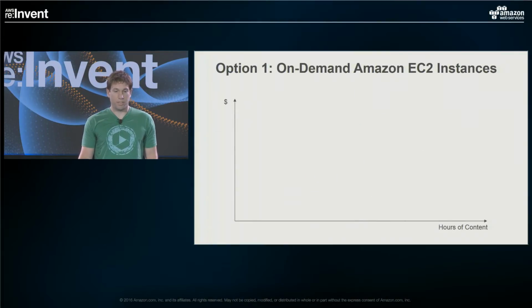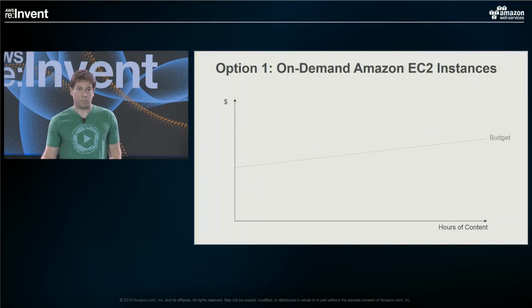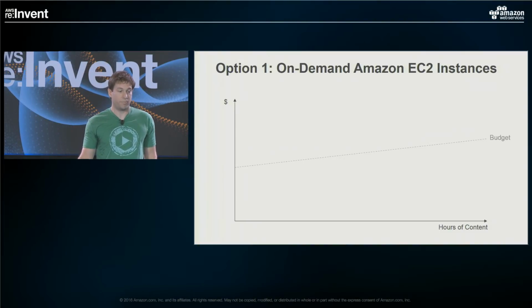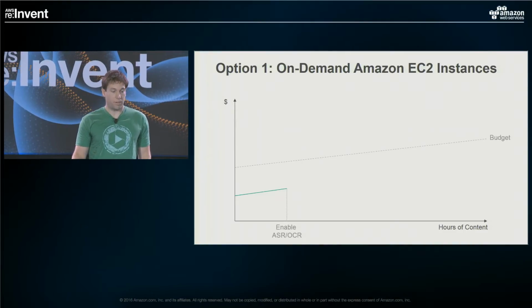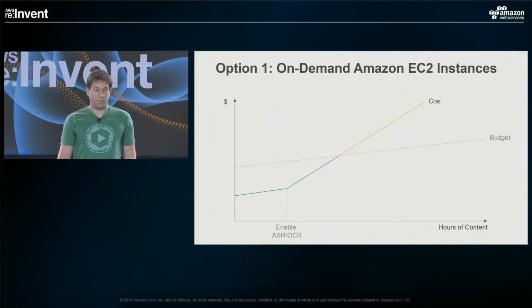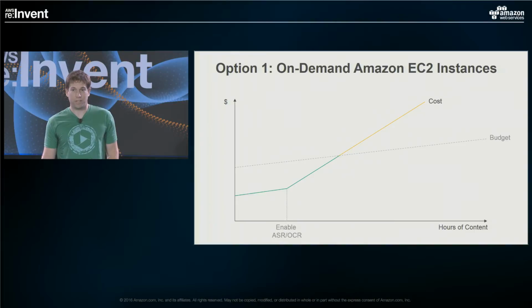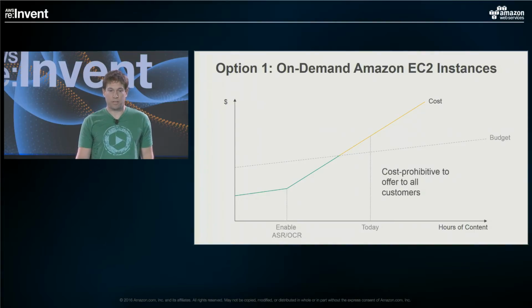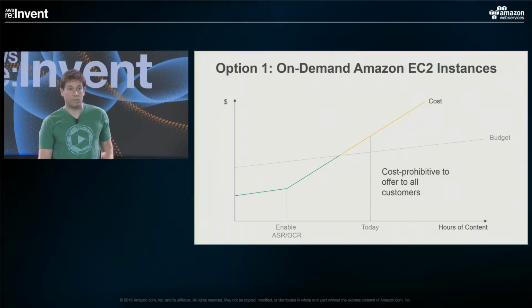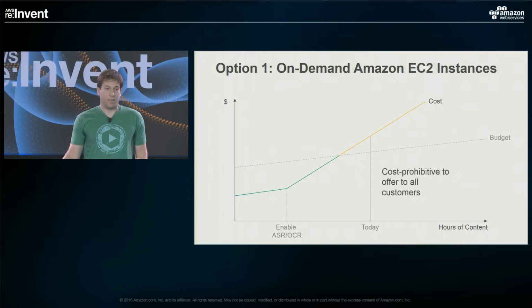So the first thing that we considered was using on-demand instances. We had been using on-demand instances for the majority of our cloud, and we were kind of cruising along. We were within our budget, and we modeled it out. What happens if we flip on ASR and OCR? And we were going to blow right through our budget. So this was a total non-starter for us. It was going to be cost prohibitive to offer the new service to all of our customers. And that was really frustrating.